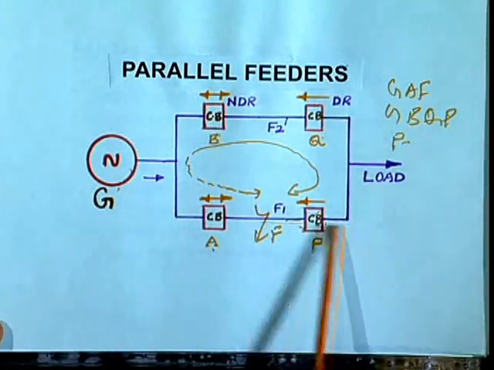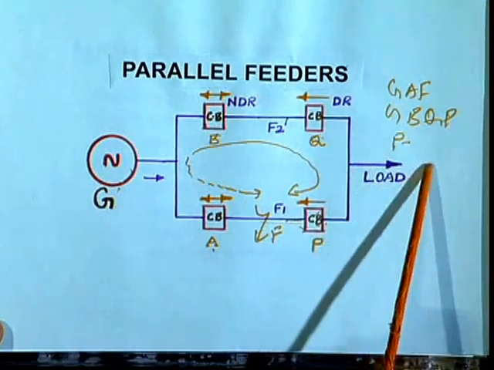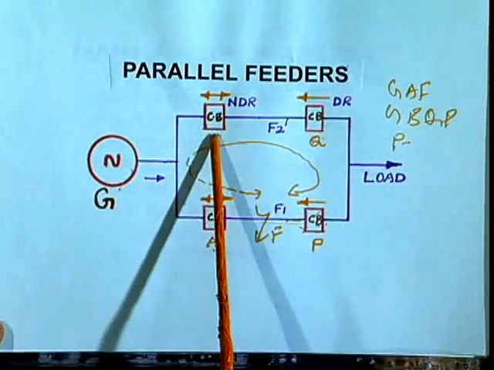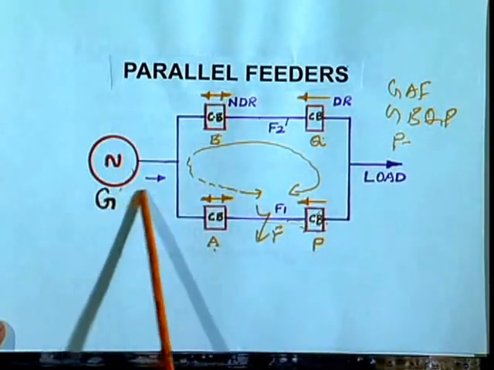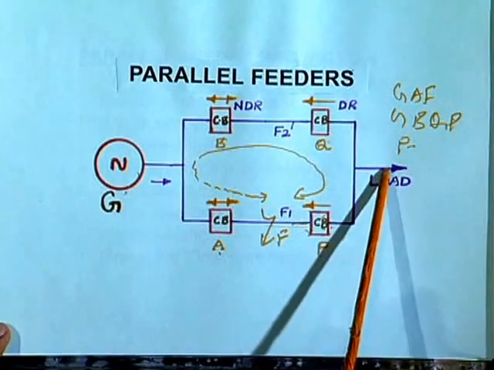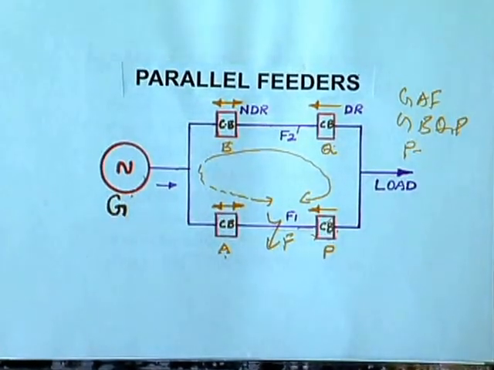Once the total feeder 1 is disconnected, you can still feed the load through G B Q L. Even though this feeder is disconnected, you can have a supply from the other feeder. That is the advantage we have in the parallel feeder system. In the parallel feeder system, we have non-directional relays on the source side and directional relays on the load side. Whenever the fault current flows, immediately the directional relay will operate and the non-directional relay will operate after some time.